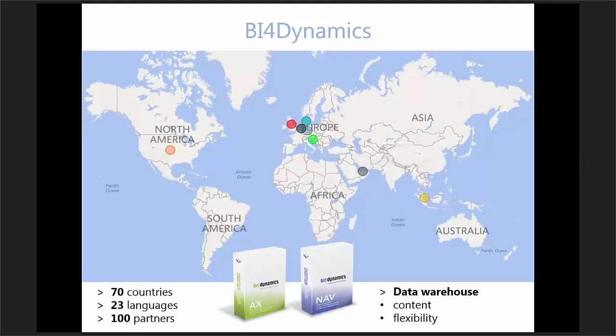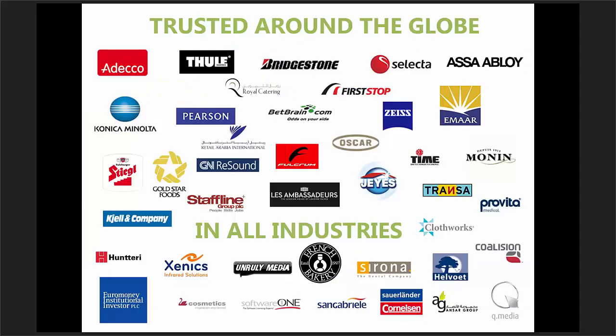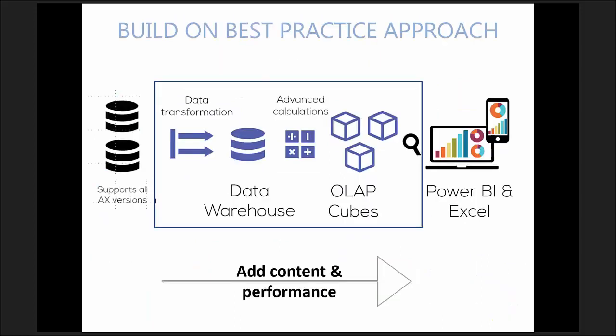Dynamics is a company responsible for development of Microsoft Dynamics AX and NAV. These two are business intelligence solutions for Microsoft Dynamics ERPs. Headquarters is in the UK, and we have many references around the world because we sell the software on all continents, in most countries. The key proposition is a very robust corporate data warehouse with rich content and OLAP cubes that are accessed by Power BI or Excel.